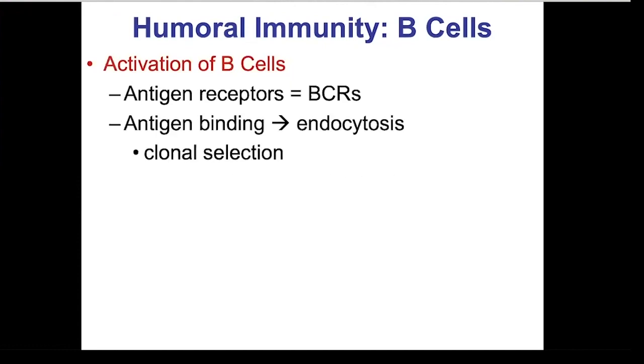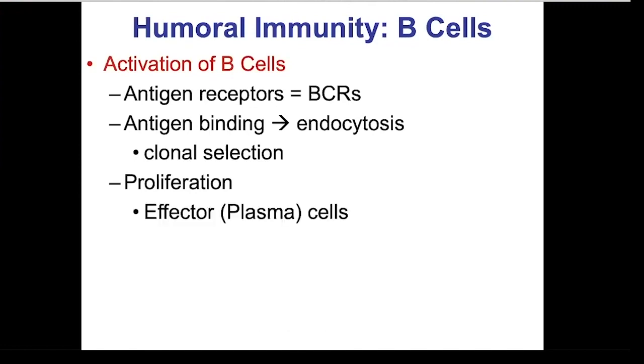When the binding occurs, this initiates receptor-mediated endocytosis where the antigen is brought into the B cell. Once this occurs, the B cell begins to divide, multiply, and this is called proliferation. The cells will differentiate into two types of cells, effector cells, which are your plasma cells, and these are the ones that will be involved in eliminating the pathogen or the antigen, and they produce the antibodies.